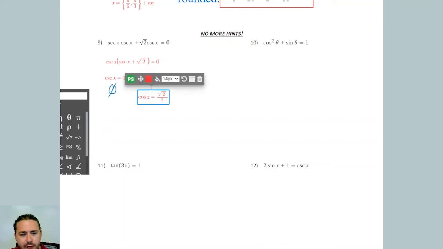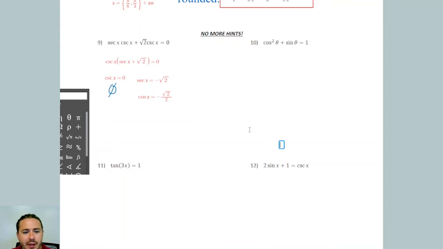I'm sorry, negative root 2 over 2, my bad. Got a little ahead of myself there. So yeah, where is cosine equal to negative root 2 over 2? And that's going to be at 3 pi over 4 and 5 pi over 4.